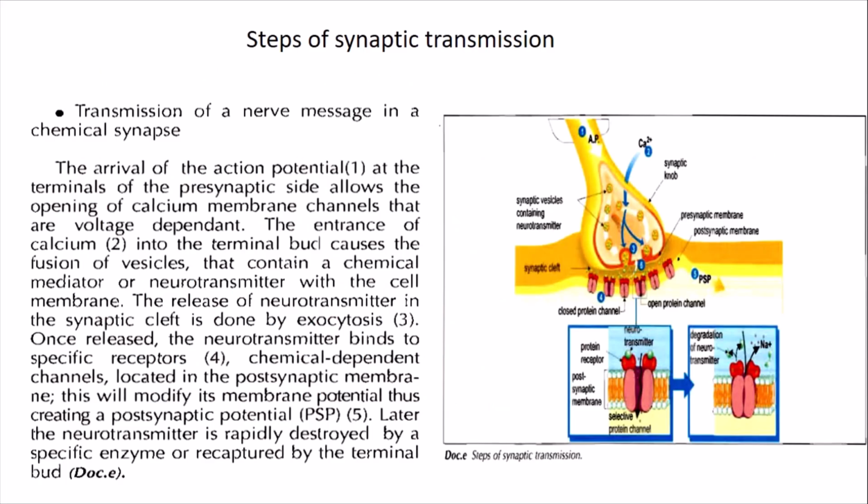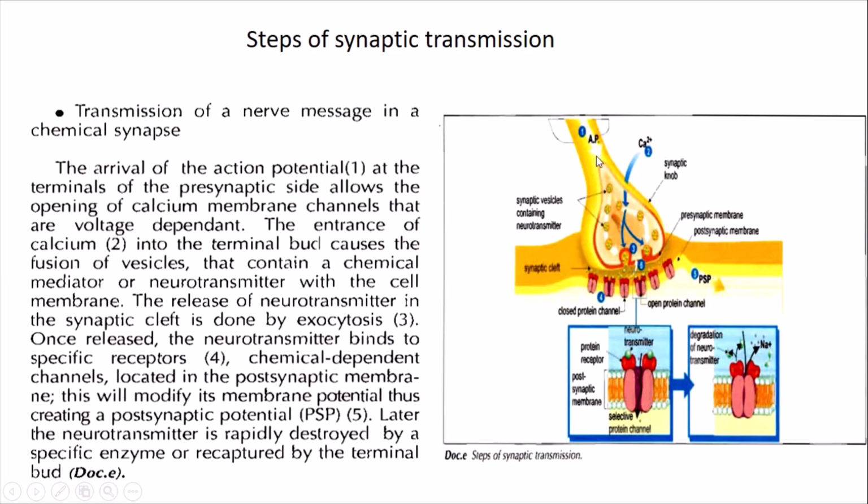Now, in the book, this is the summary of the conclusions. So I'm going to read it quickly just so that you get to form an idea. And the diagram actually relates to the paragraph. So the transmission of a nerve message in the chemical synapse. I'm going to go through it or skim through it quickly. First of all, we have the first step, arrival of the action potential.